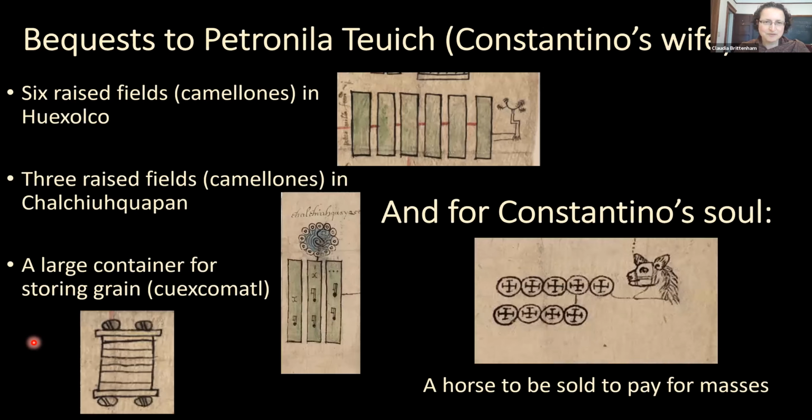To his wife, Pedronilla, he left the lands that he owned in an area called Huexocolco and other raised fields in Chalchuhuapan, as well as a cuexcomat, or a large container for storing grain. And then there's a horse that was to be sold to pay for masses for his soul. And so over here, we see the conversion. I think it may be under people's faces, I apologize for that, we see the conversion of the horse into tomines, or Spanish coins, to pay for masses.